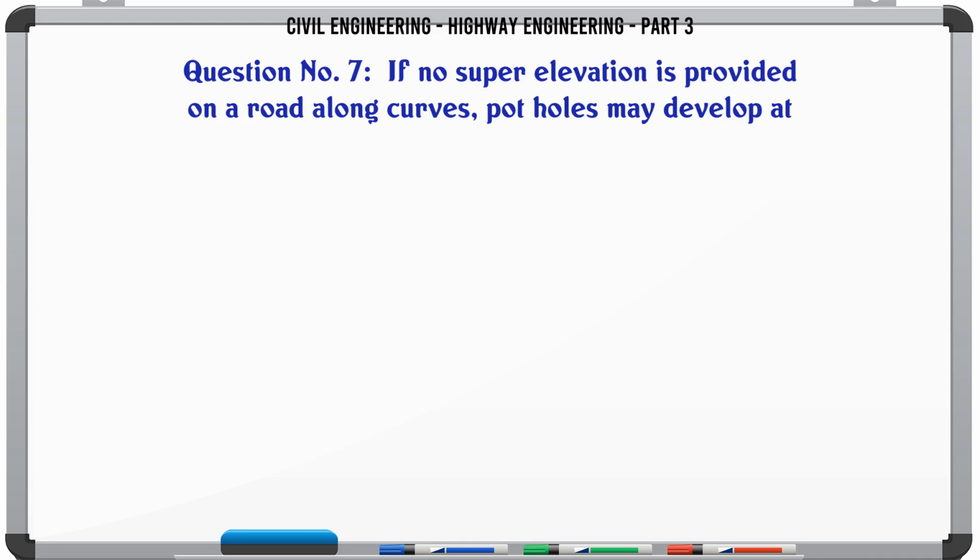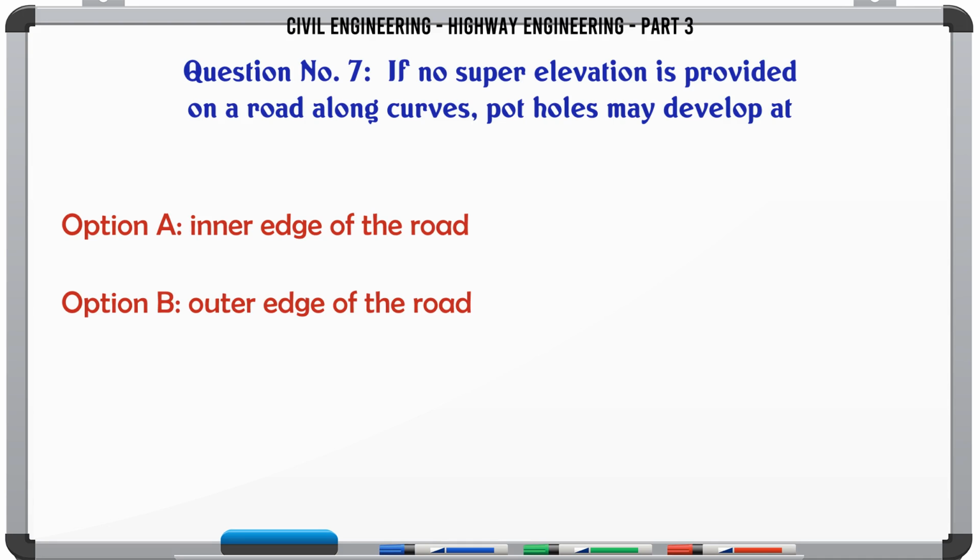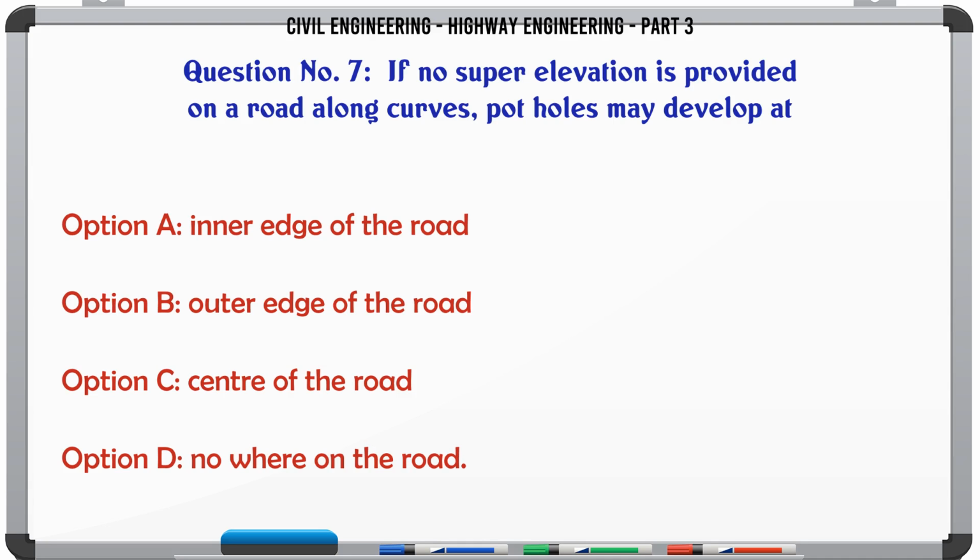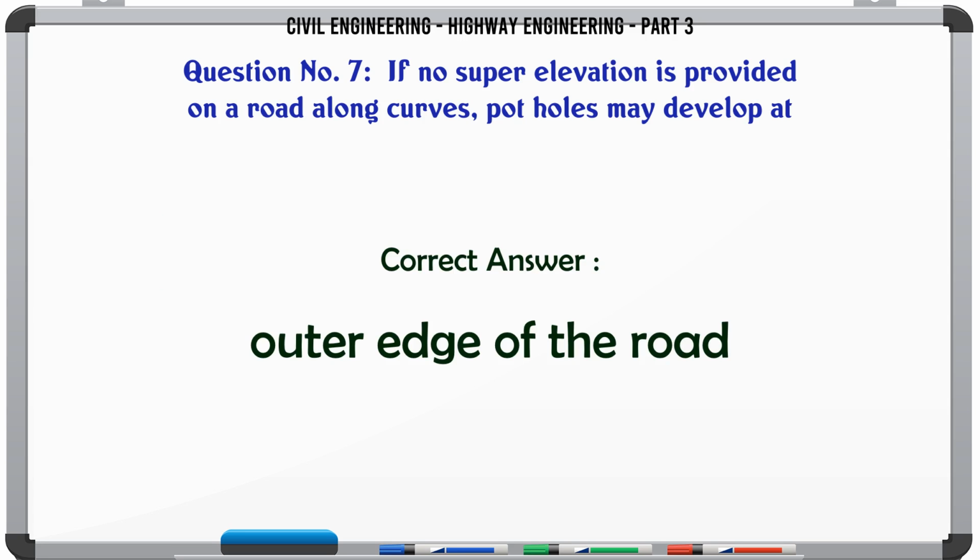If no super elevation is provided on a road along curves, potholes may develop at A. Inner edge of the road. B. Outer edge of the road. C. Center of the road. D. Nowhere on the road. The correct answer is outer edge of the road.